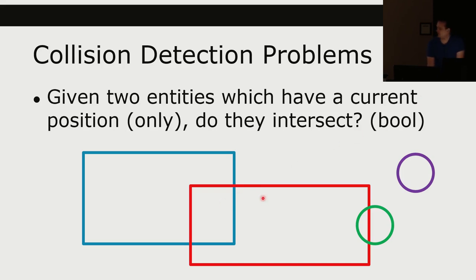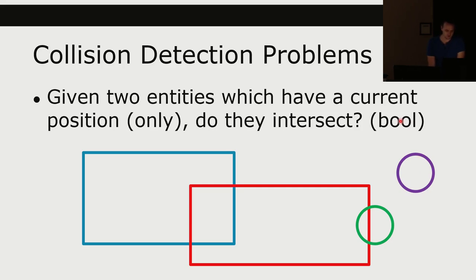So for example here, we have this blue and red rectangle. They are intersecting. The green circle and the red rectangle are intersecting, and the purple circle is not intersecting with anything else. So the result of our algorithm would have to be able to say something like that.